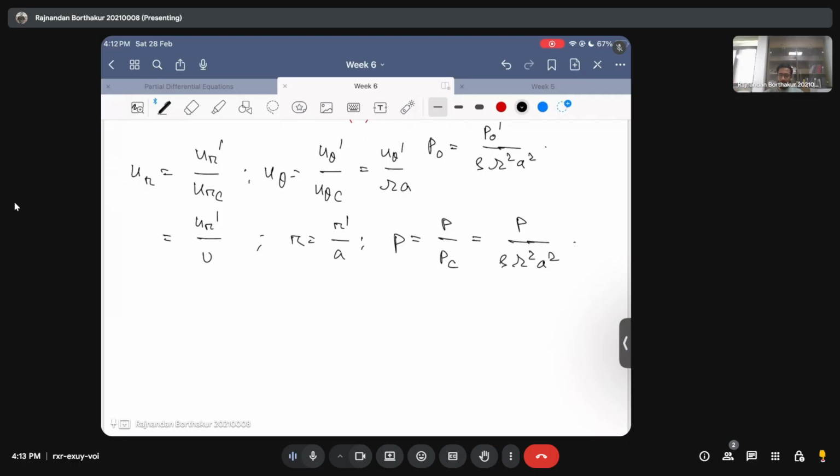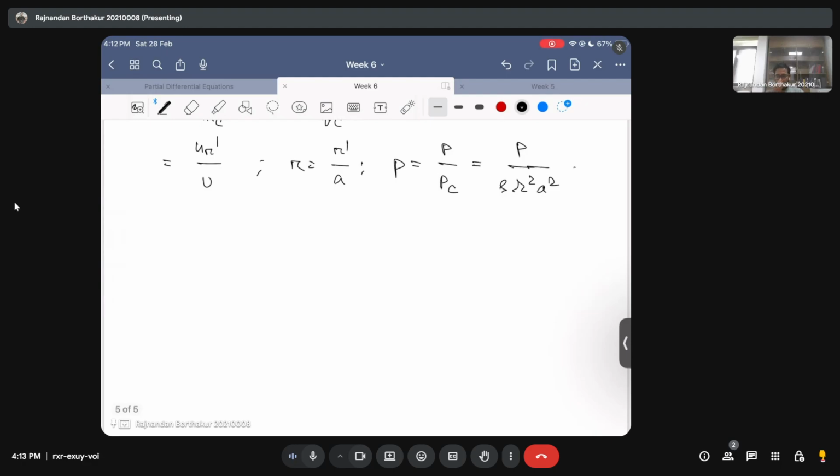So if these are my non-dimensional variables, then what you now require is to write down the governing equations. We have two velocities, ur and u theta, which means we now require two equations: the r momentum equation and the theta momentum equation. Okay, so the r momentum equation.